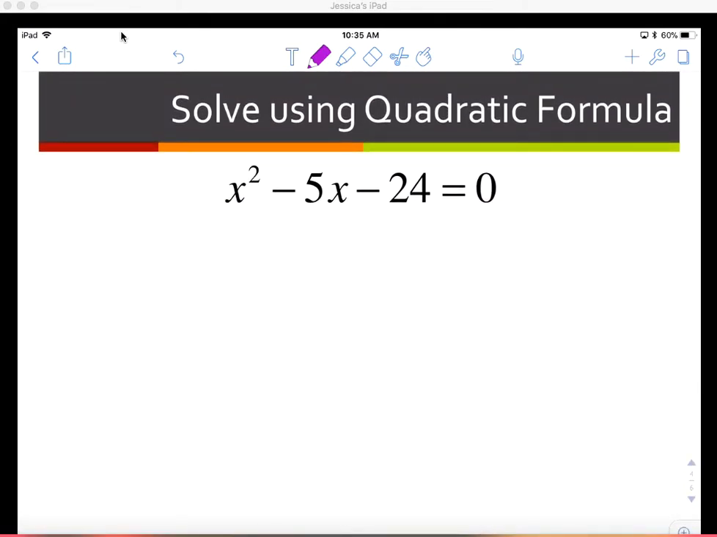x squared minus 5x minus 24. In this case, my a value is 1. There's an imaginary 1 in front of x squared. My b value is negative 5, and my c value is negative 24. I'm going to write out my formula.